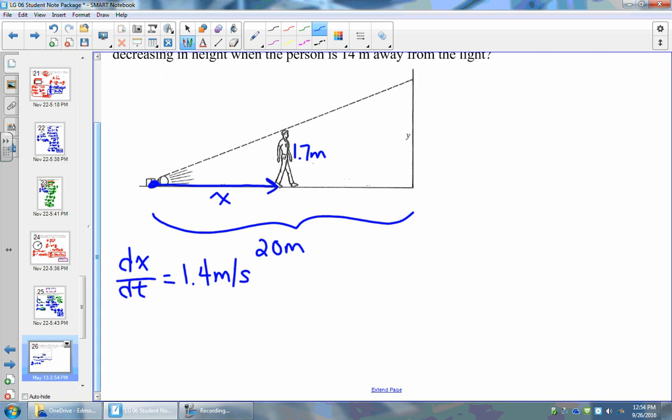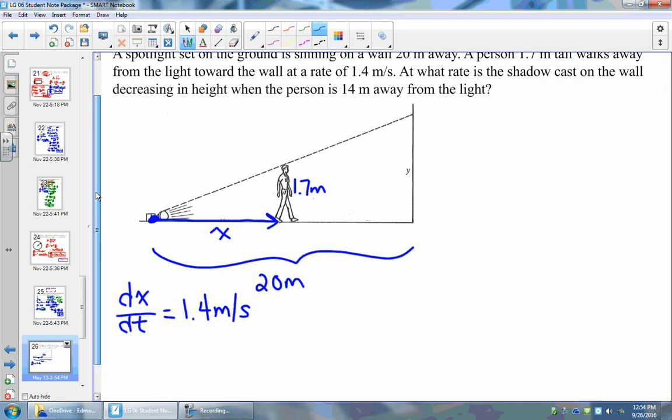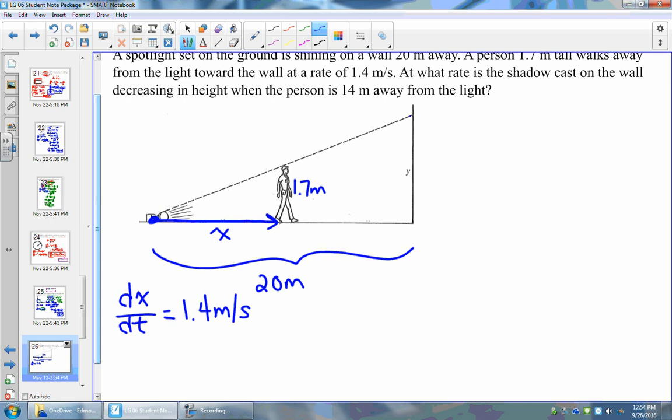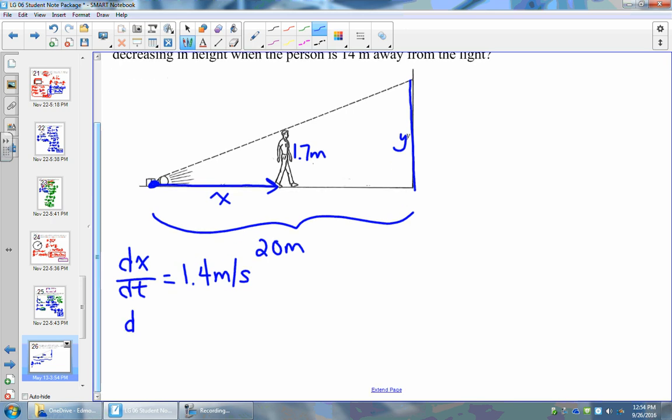All right, and the question is saying, at what rate is the shadow cast on the wall? So this guy here, which has already been labeled y for us, is it decreasing? So we're looking for dy/dt, and that's going to be equal to something. And just as a little note, it kind of makes sense if that's decreasing, the answer should be a negative.